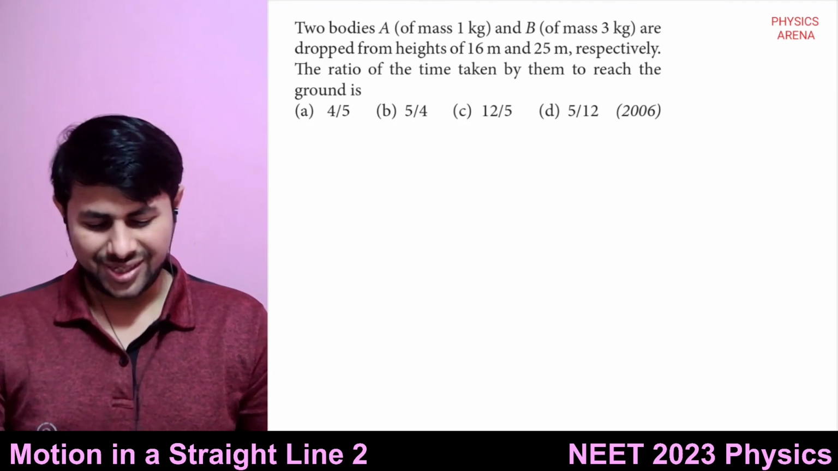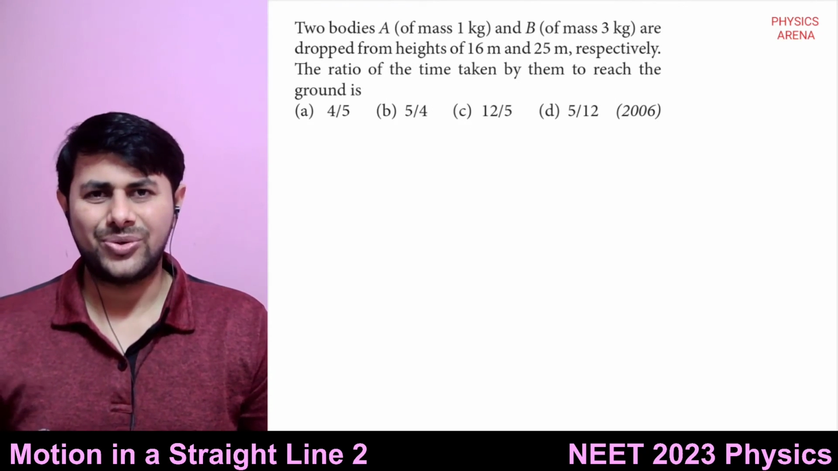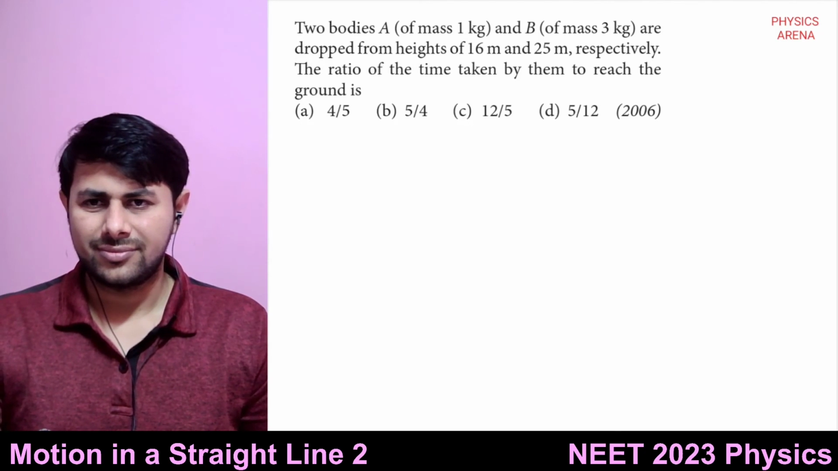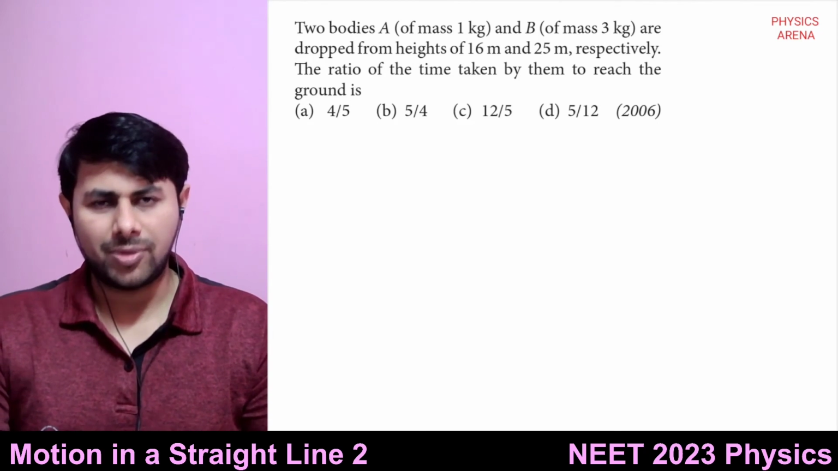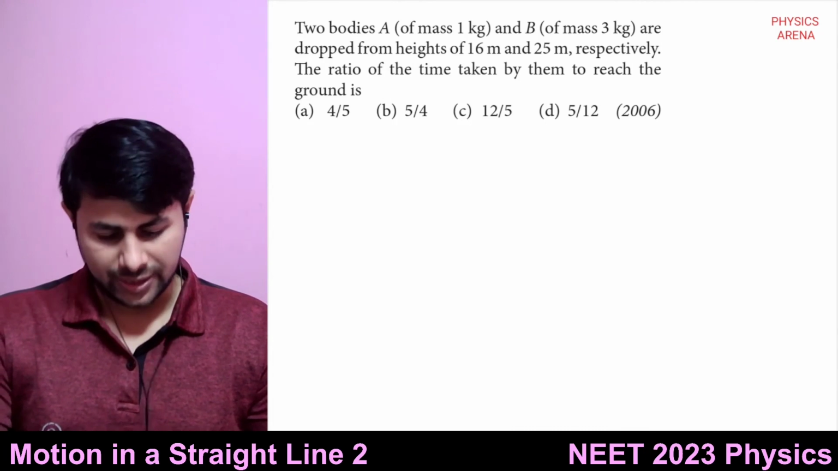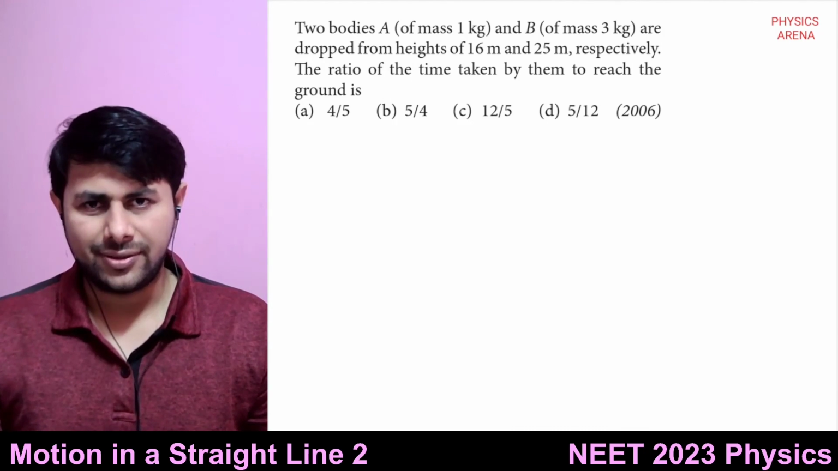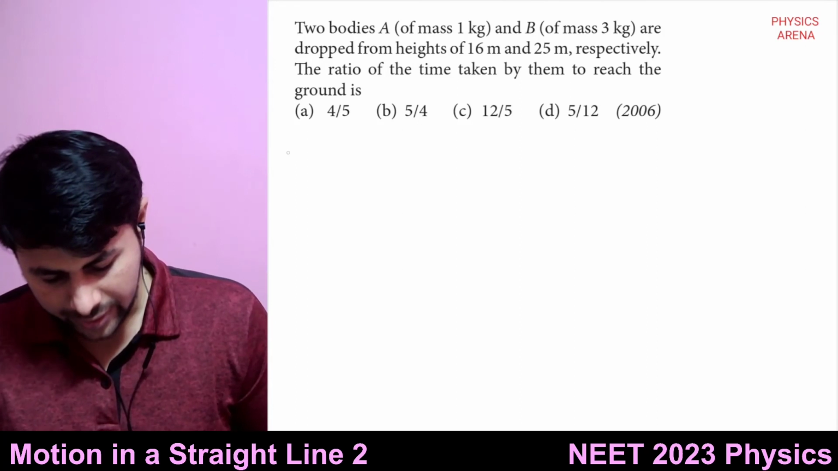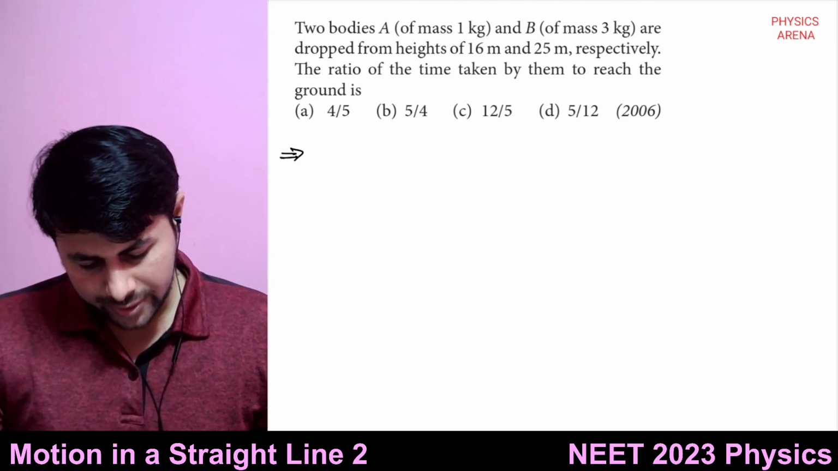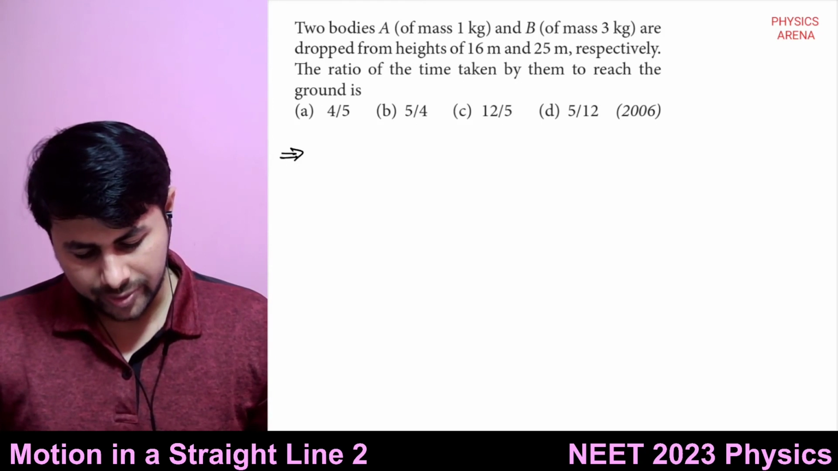So does the velocity or acceleration due to gravity depend on the mass? No. They will experience the same amount of acceleration, right? Which is 9.8 meters per second square, and we'll take it as 10 approximately. So the ratio of time taken by them to reach the ground.